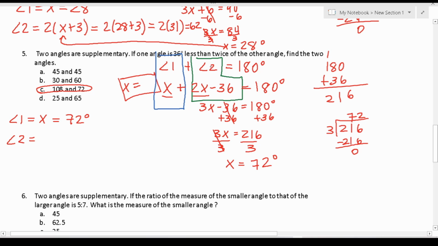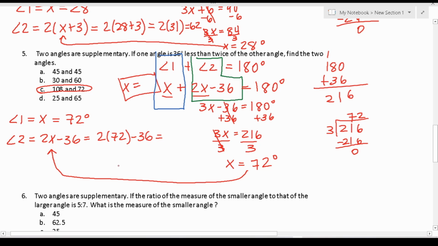That said, let's find the measure of angle 2. That's going to correspond with 2x minus 36. And of course, we can take this x and plug it in its place there. So this is the same as 2 times 72 minus 36. And we can work that off to the side if we need to. This is 72 times 2. 2 times 2 is 4. 7 times 2 is 14. So this is the same as 144 minus 36.